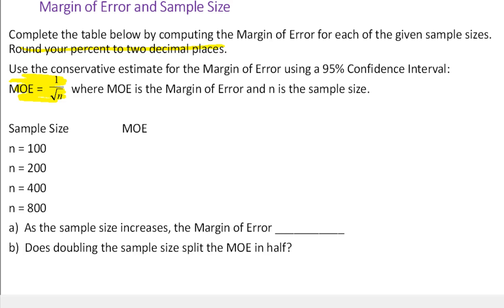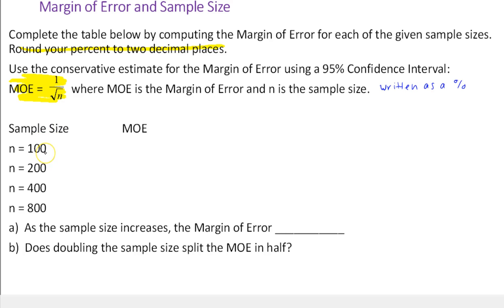Also note with this formula, we'll need to change it to a percent because this will give us the decimal value. So written as a percent, and we will round after we change it to a percent. So let's look at the first one.